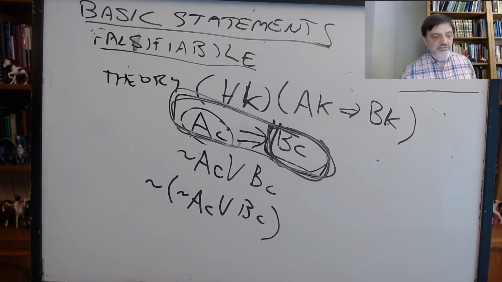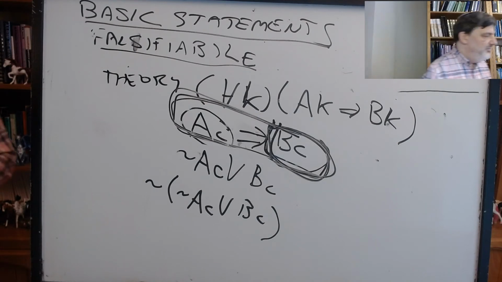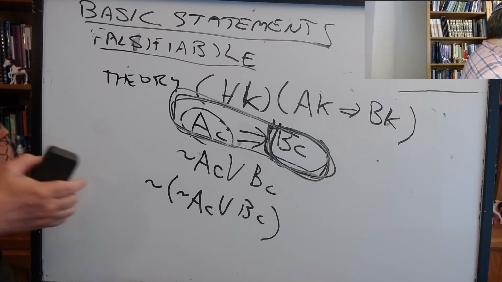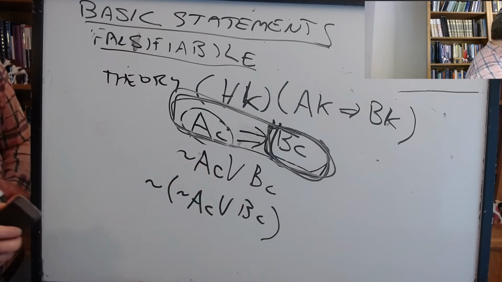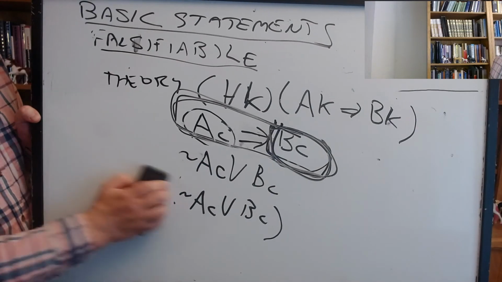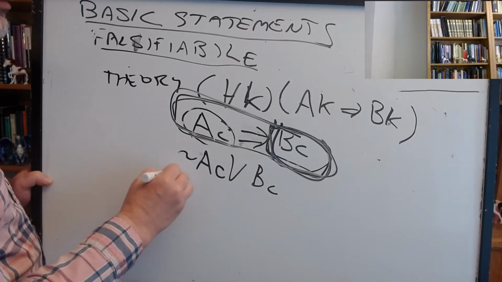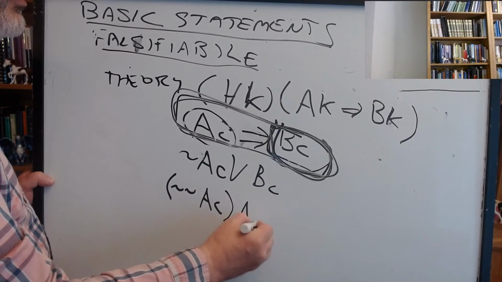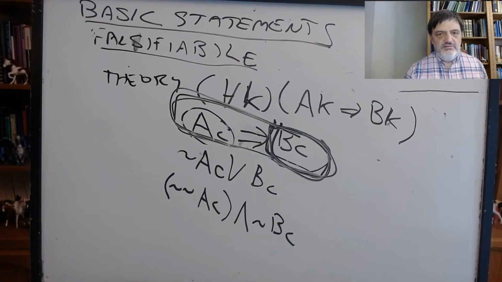Now again, you might remember this from Phil 9, or you might not, but this is called De Morgan's law. When you move the not, distribute it over this, it changes from or to and. So the negation of this is this: double not A C and not B C.